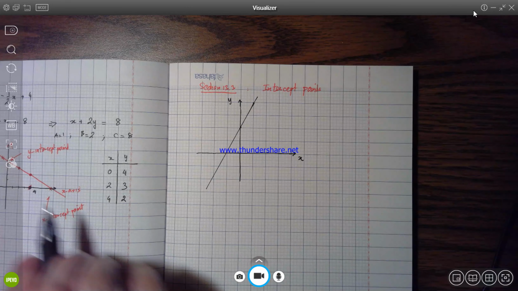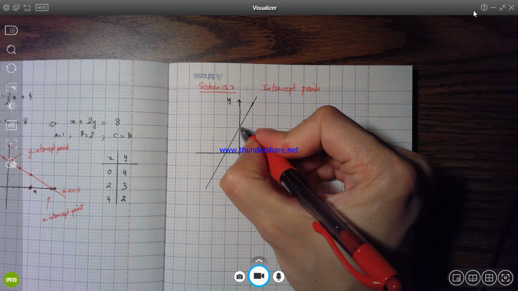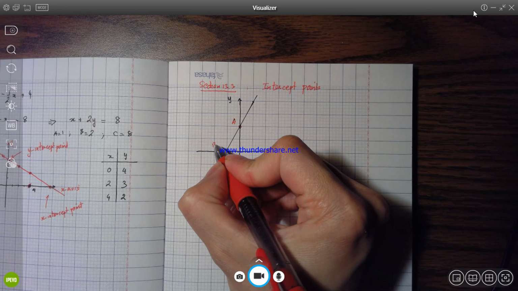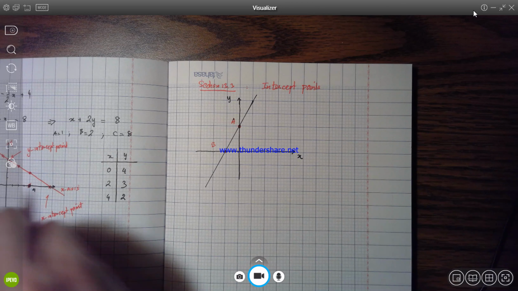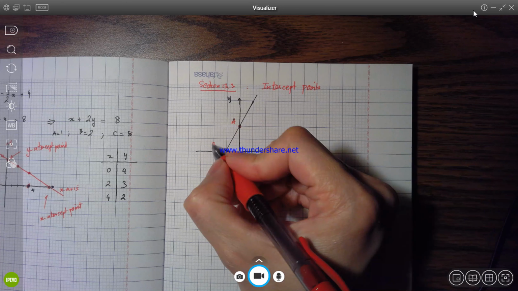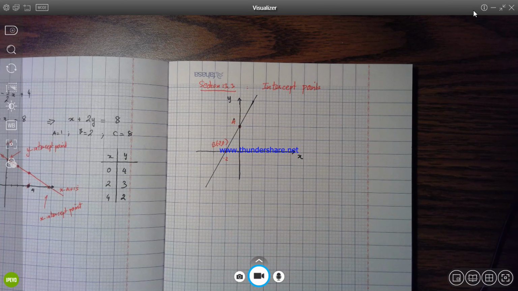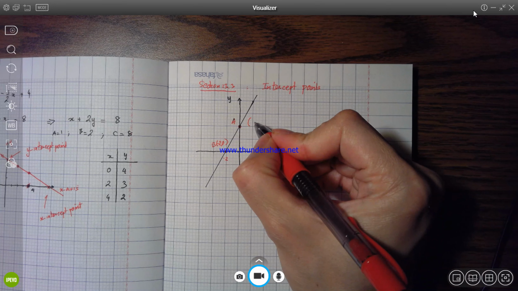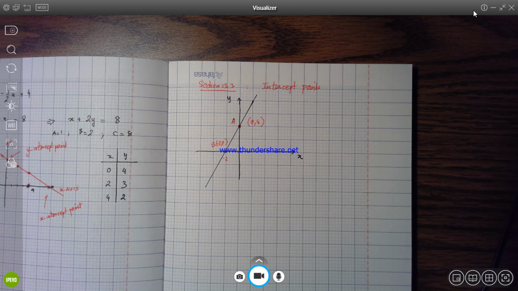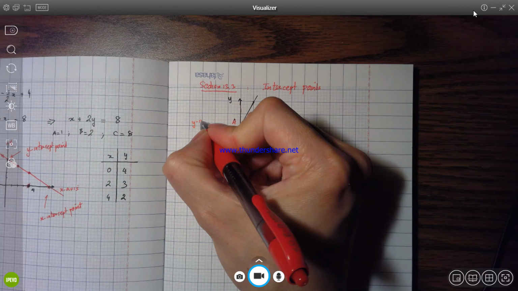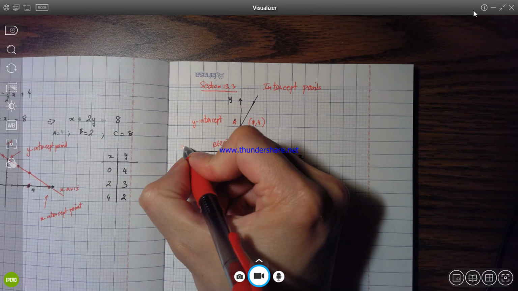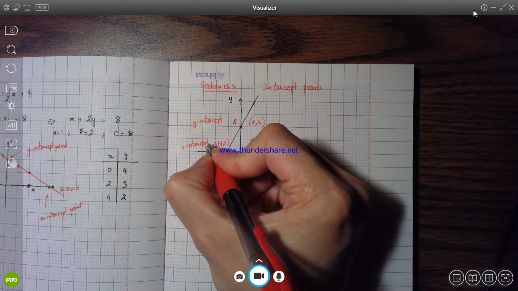You see that this line intersects the y-axis at point A, and it intersects the x-axis at point B, and I can write the coordinates for these two points. Point B has coordinate -2, 0, right? And point A has coordinate 0, 4. Point A we call the y-intercept point, and point B we call the x-intercept point.